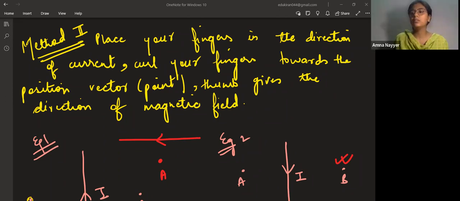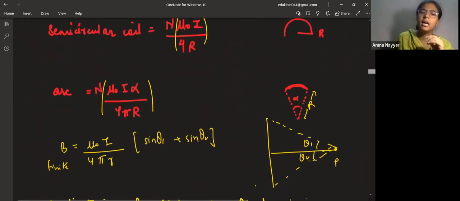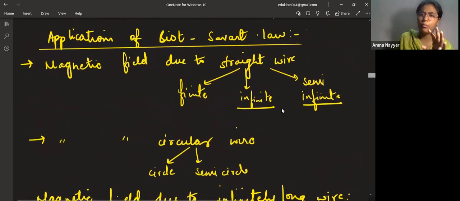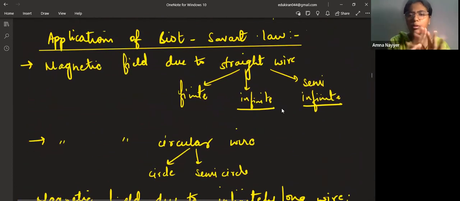All right. Now see, under the applications of Biot-Savart law, a few formulas you should remember. So quickly we'll discuss the formulas only, because derivation is of no use right now. So magnetic field due to straight wire we'll see. Three cases are there: finite, infinite, and semi-infinite. And circular wire we'll see. Under circular wire you have circle, semicircle, and arc, which subtends a random angle.